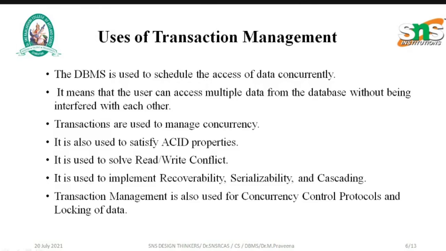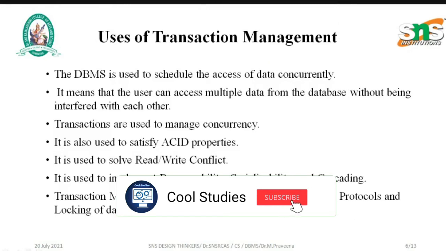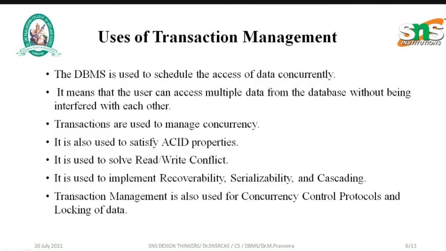That is, A stands for atomicity, C stands for consistency, I stands for isolation, and finally D stands for durability. So what is atomicity? Atomicity is that the entire transaction takes place at once or does not happen at all. That is, only one transaction will take place and will be completed.